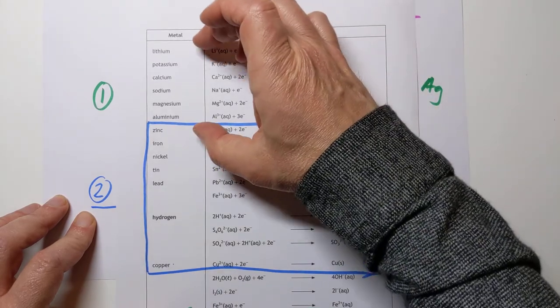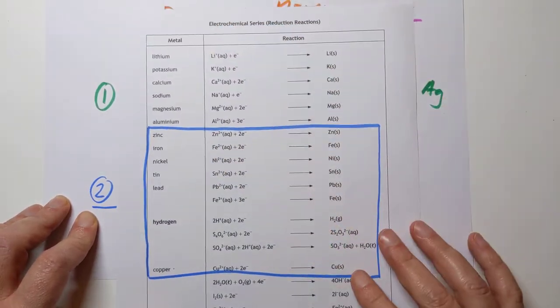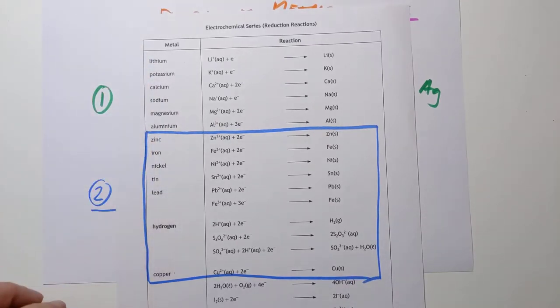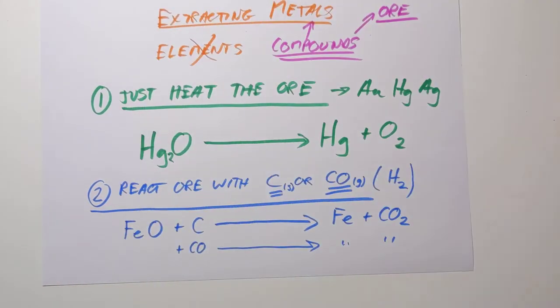So I suppose that leaves us the question of these guys at the top, the most reactive, the bonkers metals, how are we going to split them apart from their ores? Let's have a look at method number three.